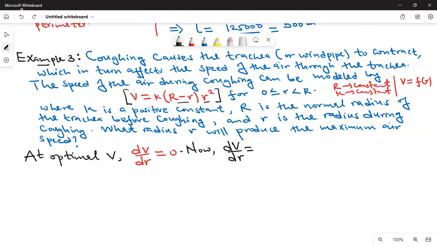Take note that from there, v can be written as, if I open the bracket, k into r times r squared minus r cubed. So use the power rule to differentiate that with respect to r. We are going to get k outside, then 2r times r minus 3r squared.